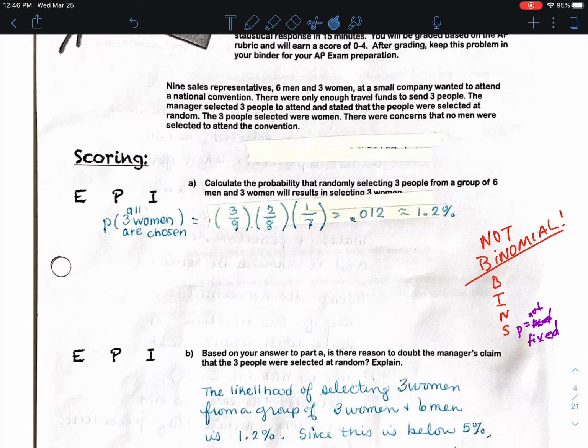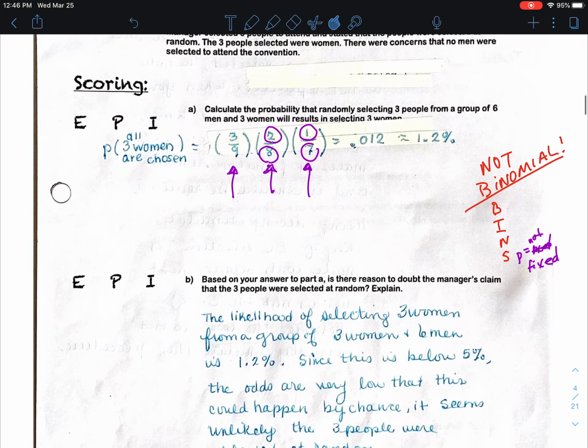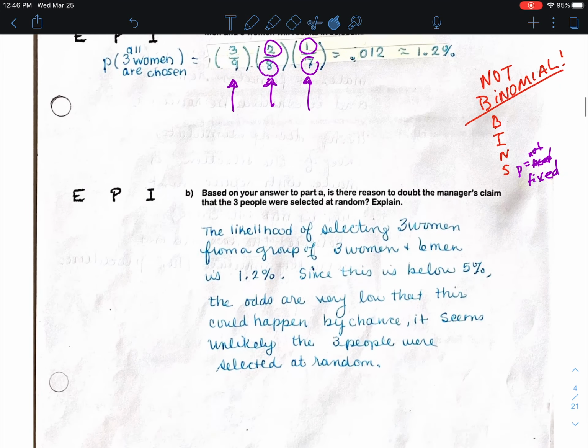All you're going to do is say, the odds of the first person chosen being a woman would be 3 out of the 9. Then with 1 person removed, there are only 8 left, and only 2 women left. The odds of the third person being a woman is the 1 remaining woman out of 7 left. You multiply that together. You see the odds of this happening are very unlikely. It's 1.2%, and that's what we're looking at down here.